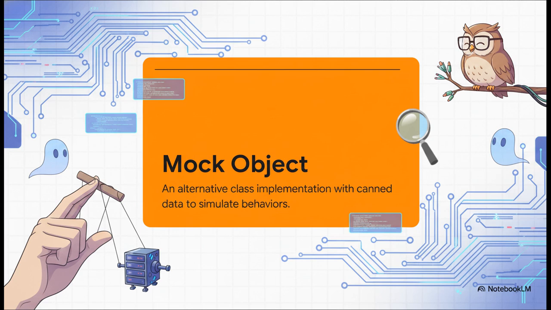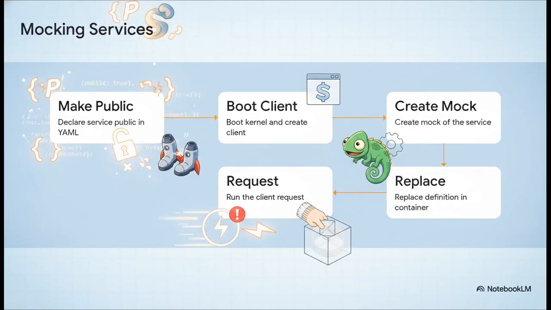A mock object is essentially an alternative implementation of a class where the real methods are replaced with canned data or predefined behaviors to simulate a specific scenario. In this case, we have to inject a fake service into Symfony's service container to literally force the controller's catch block to execute during our test. We are effectively tricking the application into throwing the exact error we want to test. So the crucial point is how we actually implement this cleanly in Symfony.